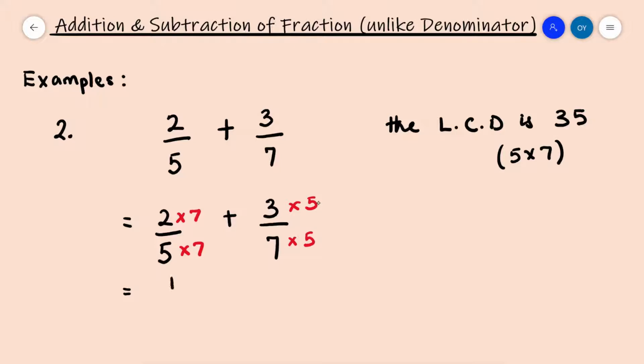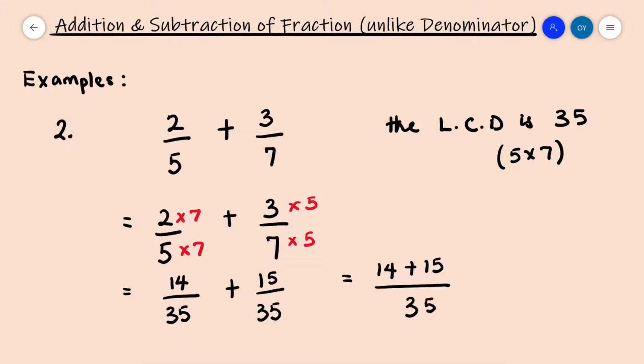And so we have 14 over 35 plus 15 over 35. Now they have the same denominator, we can add the numerators. So we have 14 plus 15 over 35, and this is 29 over 35. So 2 over 5 plus 3 over 7 is 29 over 35.